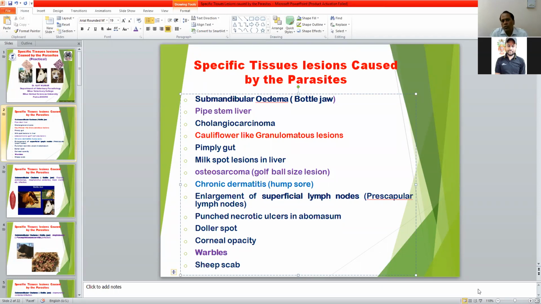Then dollar spot lesion is formed by the Trypanosoma equiperdum. Trypanosoma equiperdum is a hemoprotozoan parasite commonly found in horses. Then corneal opacity is caused by some parasites, that is Trypanosoma evansi, and Ehrlichia, a rickettsial species, that is Ehrlichia canis, that is babesia.